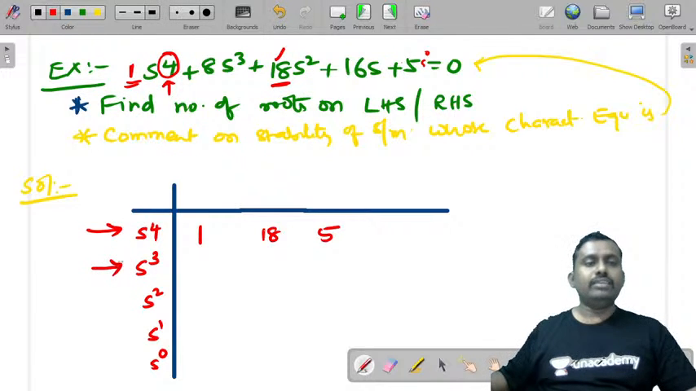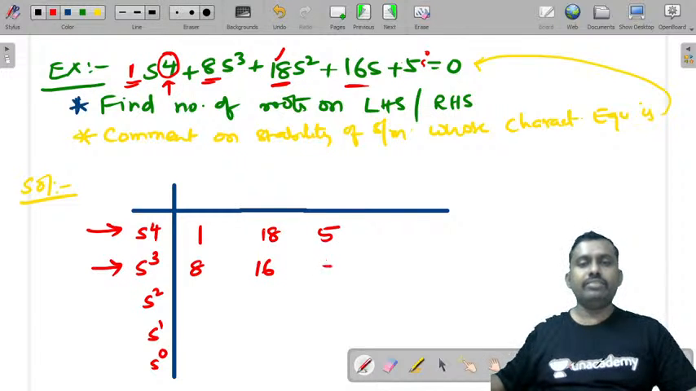Next, write odd polynomial coefficients 8, 16. You don't have the other one, write it as 0 or you can just leave it. Write 8, 16, just leave it, or you can also write a 0 here.